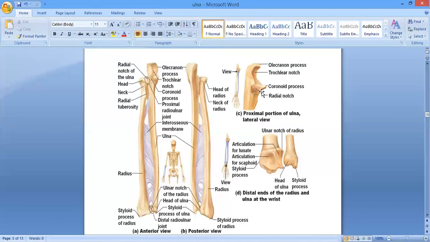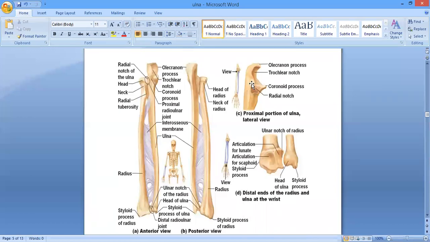Okay. So it projects forwards from the anterior superior aspect of the ulna. ठीक है? ये olecranon process was extending upwards from the postero superior aspect of the ulna ना, and it is projecting anteriorly from the anterior superior aspect of the ulna, right? And it is present just below the olecranon process. Okay, so what is the coronoid process? What would be this definition then? It's a triangular eminence projecting forwards from the anterior superior aspect of the ulna just below the olecranon process.